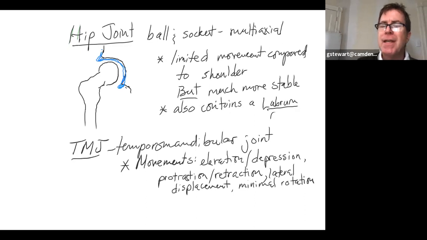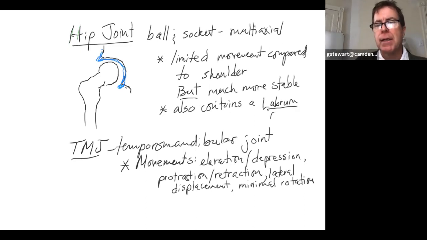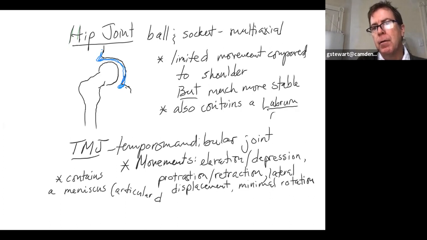And there is a meniscus in this joint as well. There's an articular disc, and that disc in that joint separates. I'm going to put articular disc in parentheses because I do want you to remember those are the same things. A meniscus is an example of an articular disc. In the situation of the TMJ, temporomandibular joint, that separates the joint cavity into superior and inferior subcavities.